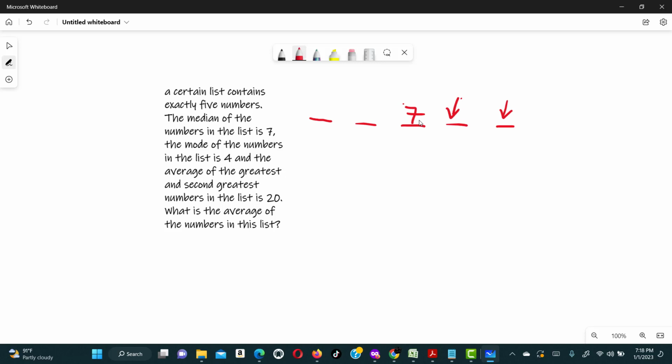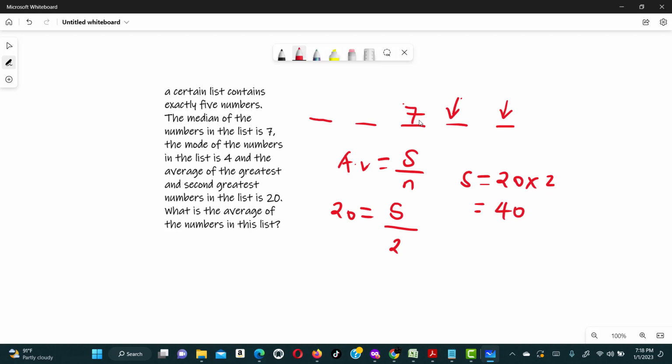So from the formula of average, the average is equal to the sum over the number of items. The average is 20, the sum is S, and the numbers are only 2. Then we expect the sum of the two numbers to be 20 times 2, and that is equivalent to 40. So we expect that the sum of the last two numbers to be 40.